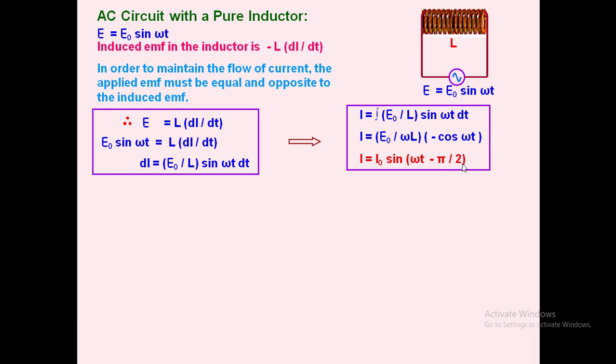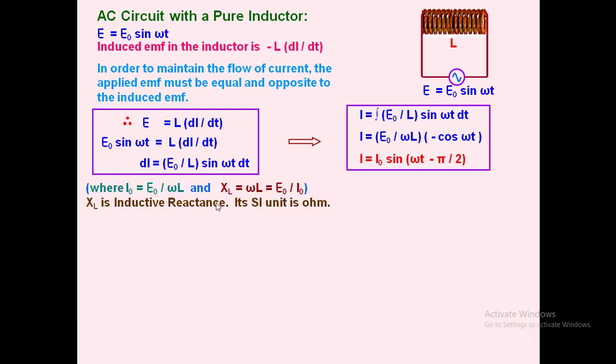Now, here you can see that sine of omega t minus pi by 2 is nothing but minus cos omega t. So, 90 degree was there. If you take minus common, sine of minus theta is nothing but minus cos theta. So, that's the reason you are going to compensate here minus. So, I0 sine omega t minus pi by 2, where I0 equal to E0 by omega L.